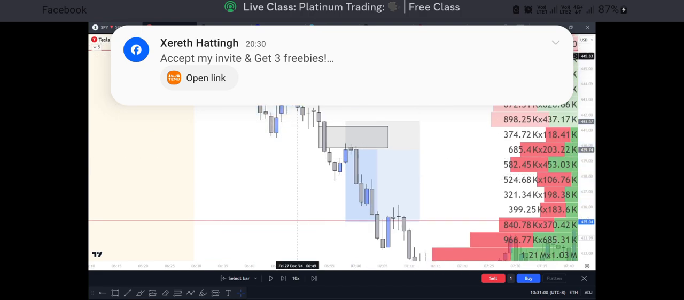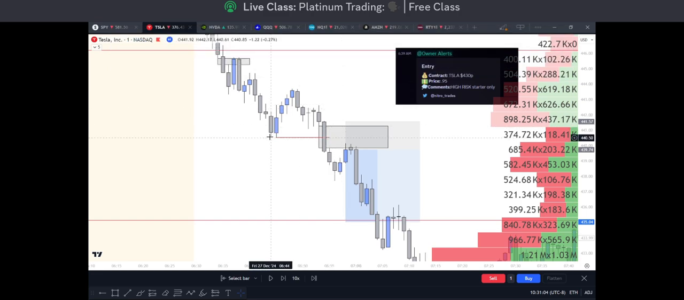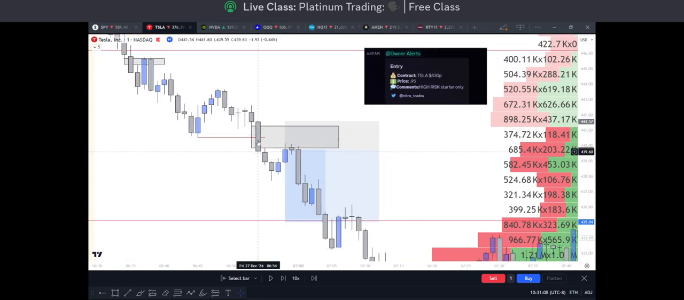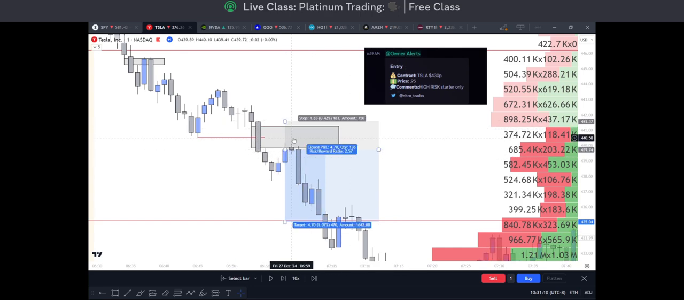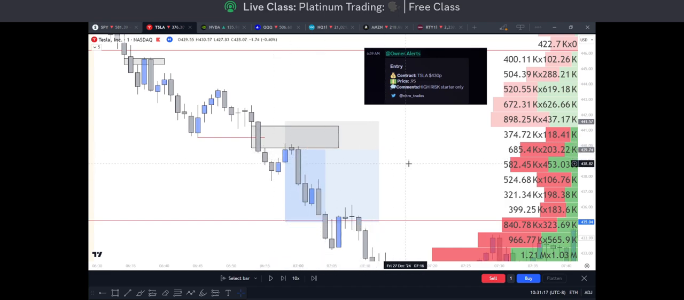So for example, this setup right here is also perfect, right? You have a clean break of the low. Okay, you see how it's a strong break. It's not a break where we just get an instant reversal back up. This is a really nice break of structure fair value gap setup too. They're both very clean, correct? These are both very, very nice. Does that make sense?